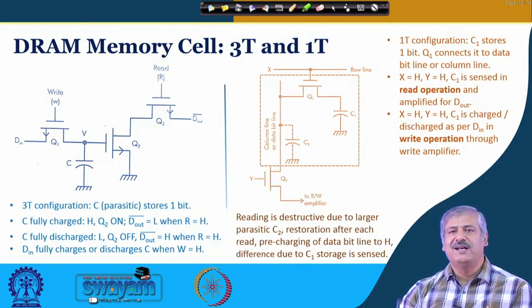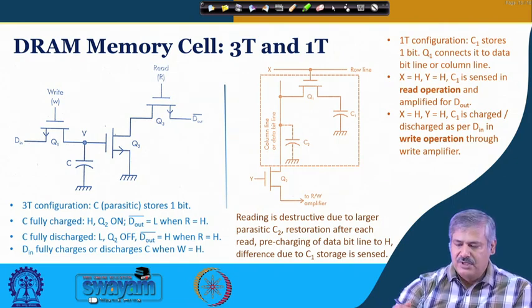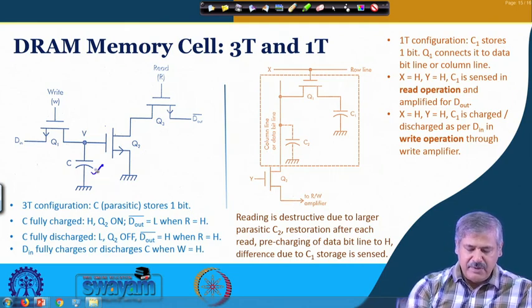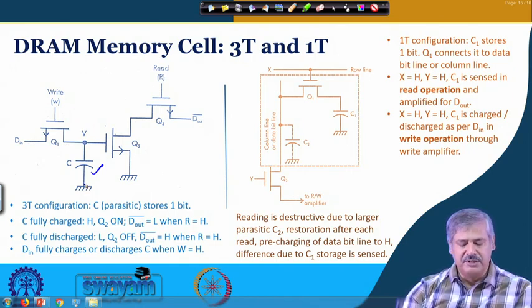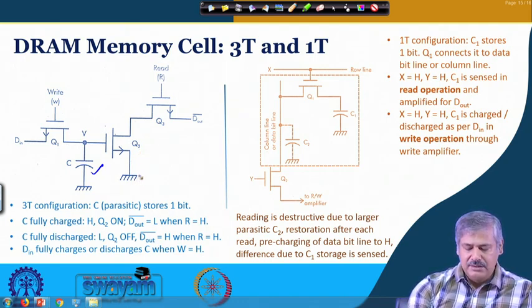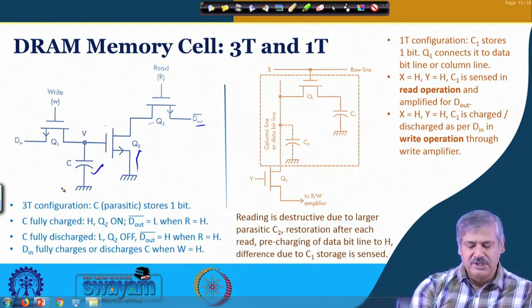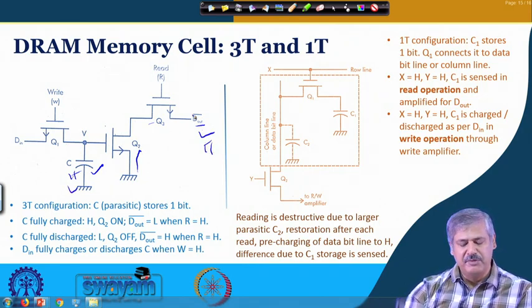Now looking at the other two DRAM memory cell configurations with a lower number of parts. One is the three transistor configuration. Here you can see the parasitic capacitance between the gate and the ground, which is used for storing the information. When the capacitor is fully charged, this voltage is high, so Q2 will be on, and the ground gets a path over here, so D out will be low. If it is low, then it is off and D out bar will be high. Just the opposite things are available, which is why it is called D out bar.